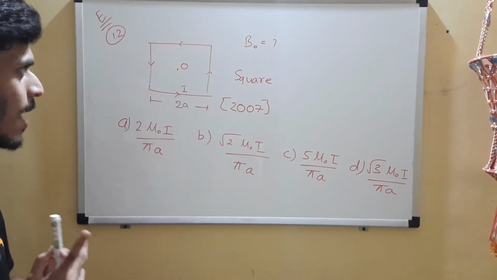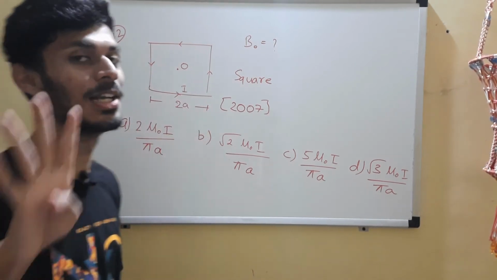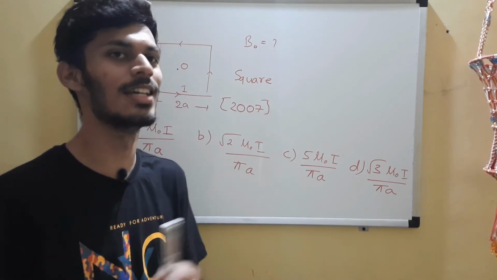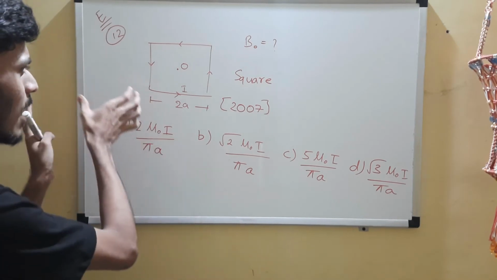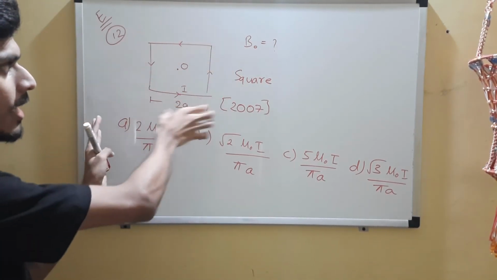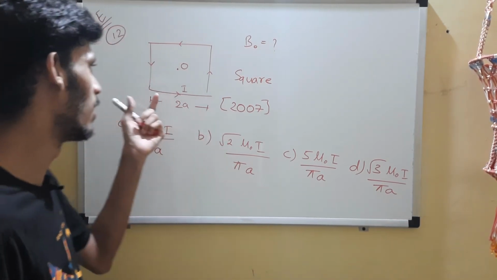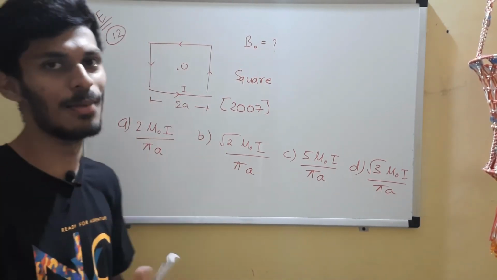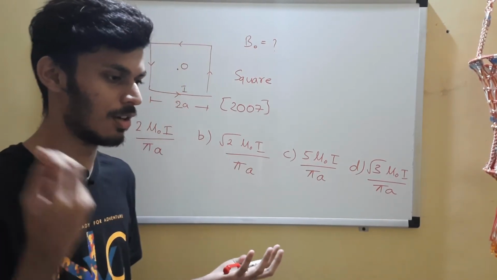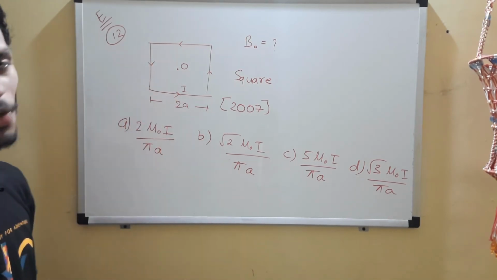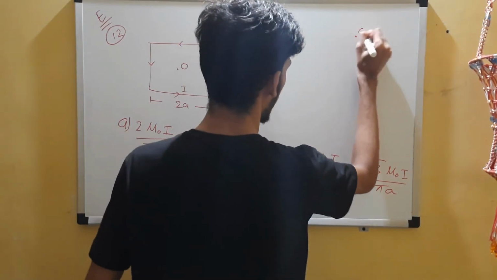So what I'm going to do is find the field due to one wire and then multiply it by 4, because it's an equal contribution, as I said. Instead of calculating the same value 4 times and then adding it, I'm just going to calculate it once and multiply it by 4, because I know due to symmetry there is equal contribution of field at point O. So let's find the field at point O due to any one wire.